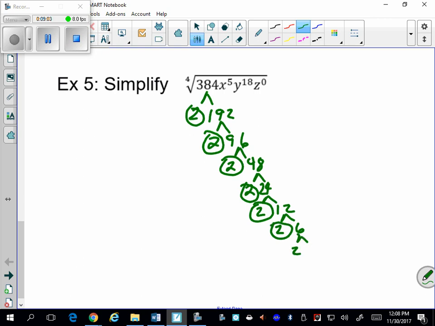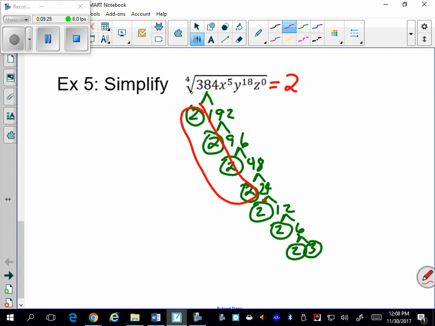So we're looking at a 4th root. So that means we need 4 of a kind. So 4 of a kind, so 1, 2, 3, 4 2's. So that's going to be a 2 that comes out from that. Another, nope, no more there. So that's only 3 2's. I need 4, so that doesn't work.